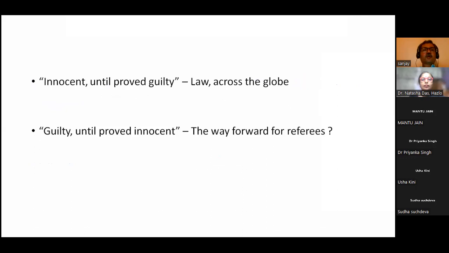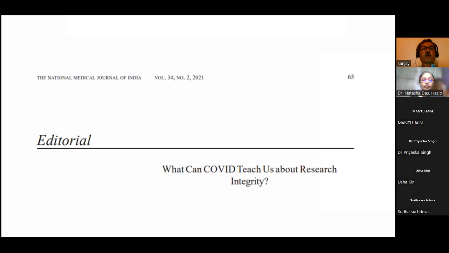In the eyes of the law, you're innocent until proved guilty. I just wonder if the way forward for referees is that authors and papers are guilty until proved innocent. Maybe I need you to... I'm not making this as a statement. Is it the way forward for referees? Question mark. This is something you need to reflect on. I can't give you all the answers.